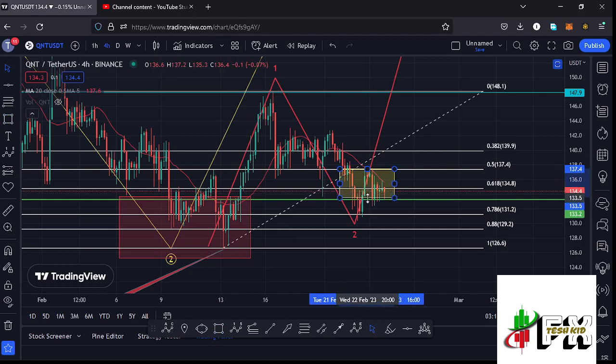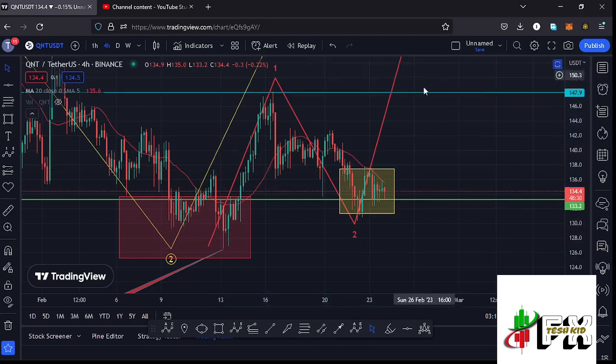and because of that I had to extend my target area back to the fib level 0.78, and that is at around the $131.2 mark, and this means this is still a valid retracement area in the formation of this wave 2. So we have not yet invalidated this Elliott wave structure that I have right here.